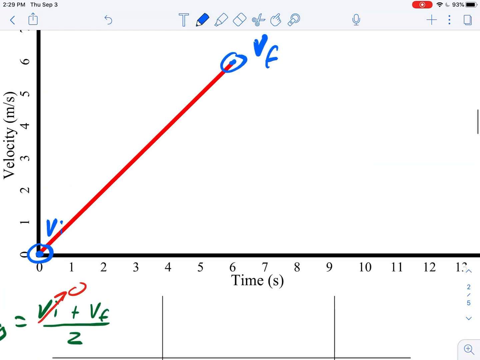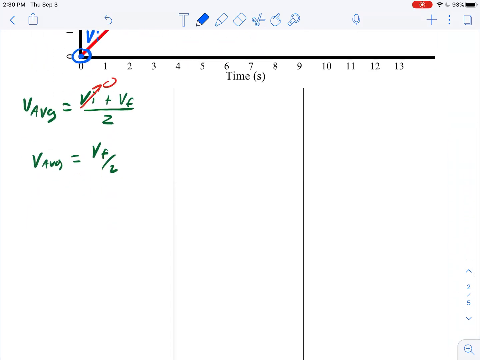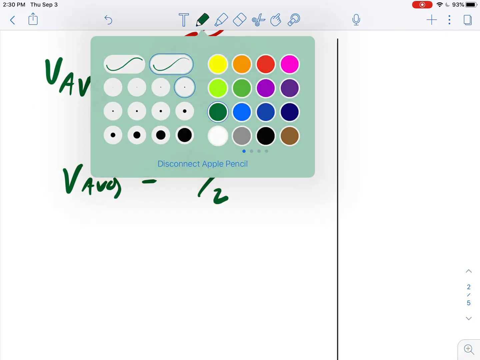It's almost like we can think about this as going up a hill, and when we reach the midpoint of the hill, that's the average height. But I'm not talking about height now, I'm talking about velocity. I can take this same relationship over here: average velocity is equal to final velocity divided by 2.